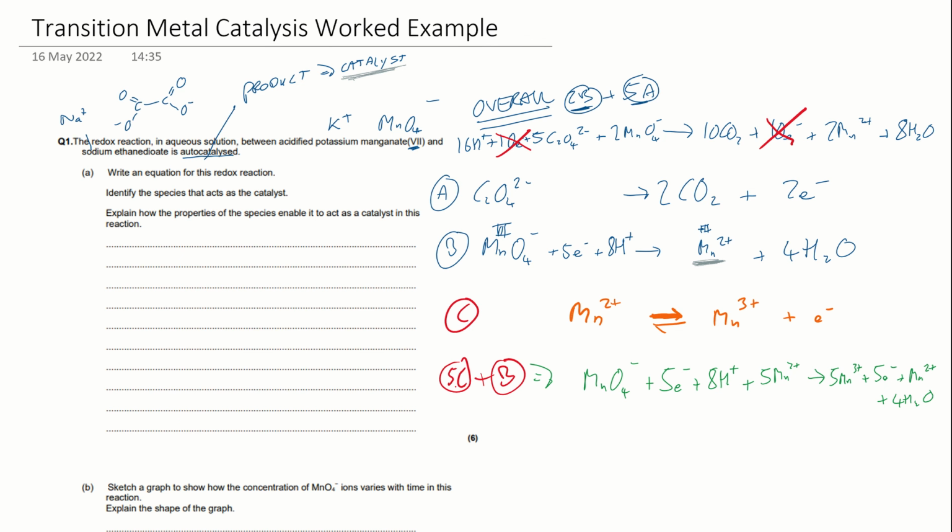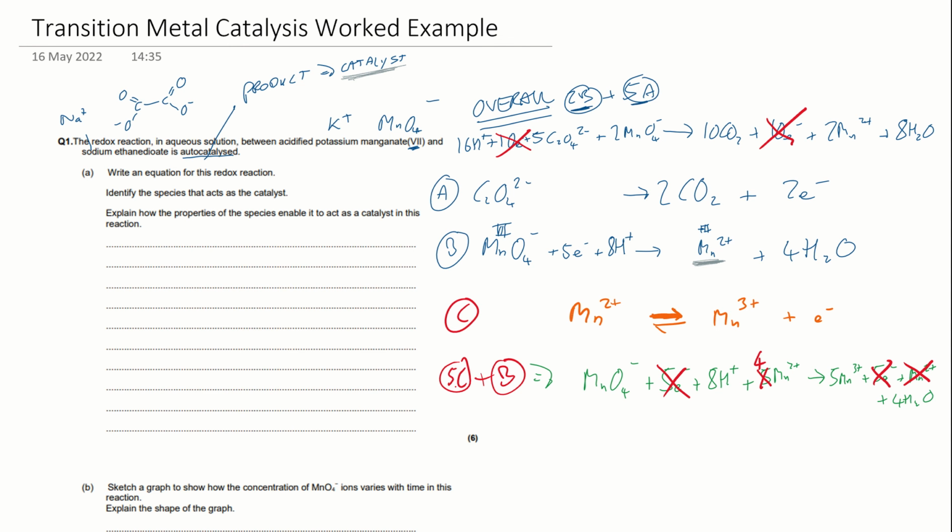Now, in order to cancel things, I'm going to be really careful. 5 electrons, always, they're going to cancel. But what else? MnO4, no, there's nothing that's exactly MnO4 there. H plus, no, there's no H pluses. But 5 Mn2 plus, well, I do have 1 Mn2 plus on the right-hand side. So overall I'm using 4 up. So that should be my overall equation.